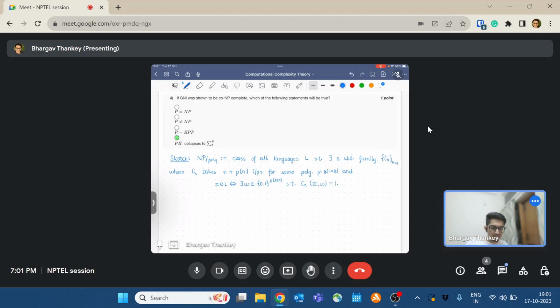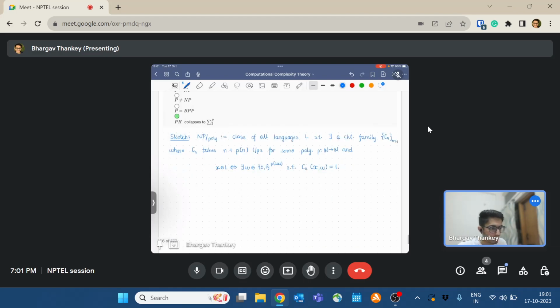Yeah, so this class is almost like NP, but in NP you had a Turing machine that verified whether X was in L or not using the witness. Now instead of a Turing machine, you have a circuit family that does it. So as P/poly is a non-uniform version of P, NP/poly is a non-uniform version of NP.